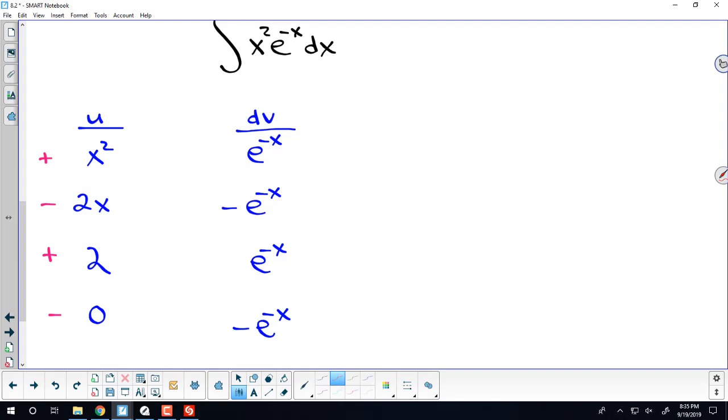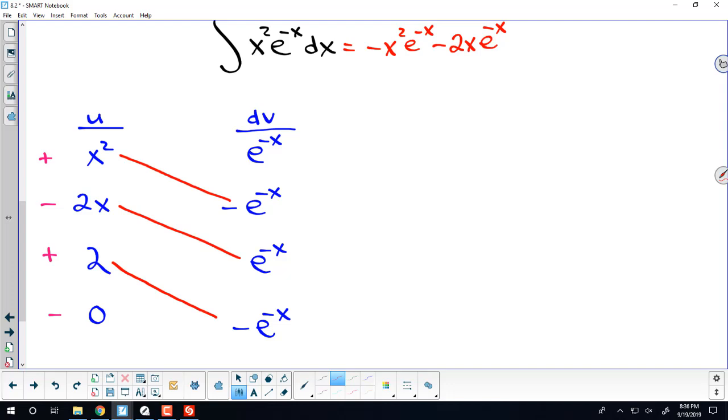Then we cross top left corner diagonally. So that's going to give us our negative x squared e to the negative x. Diagonally again, it's a negative 2x times e to the negative x. And then diagonally once more, positive 2 negative e to the negative x. Same result, just an efficient way to integrate by parts.